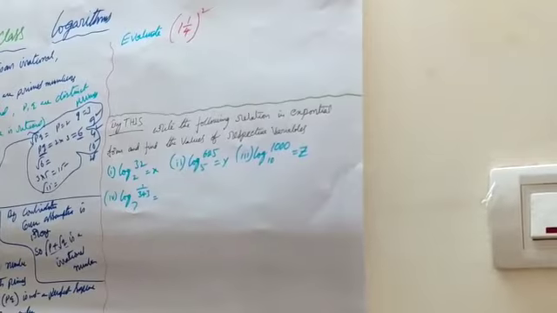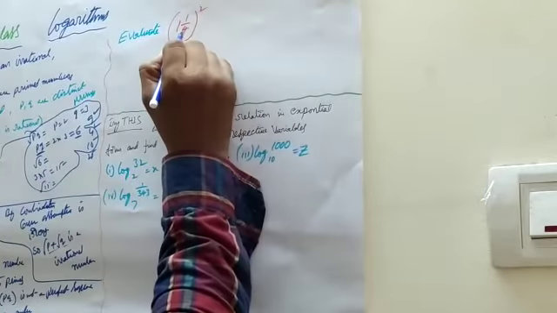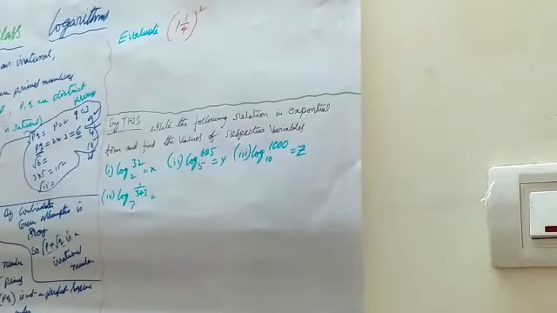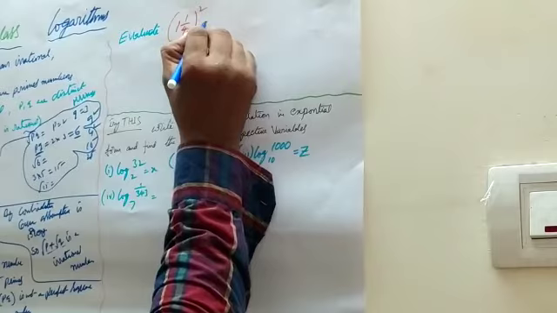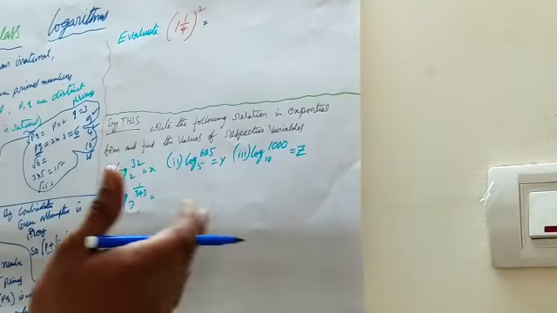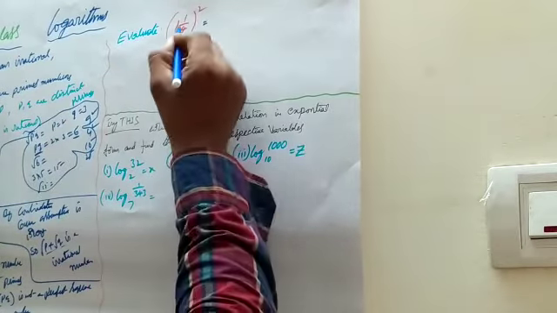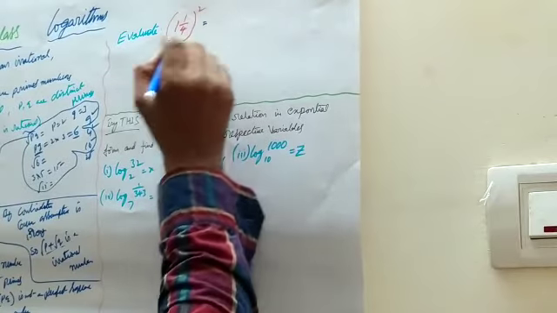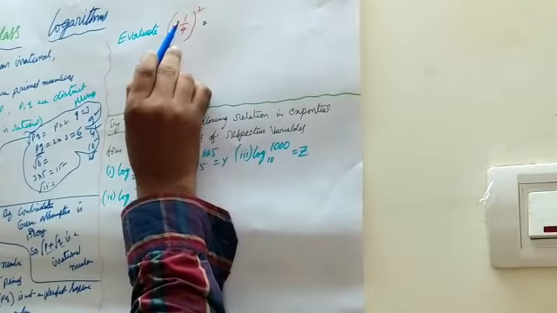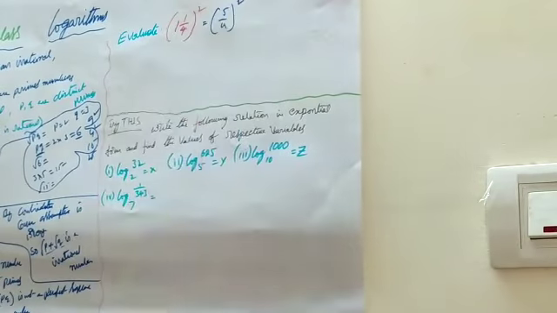Evaluate. What is evaluate? Evaluate means find, so you should compute. This is a mixed fraction, converted to an improper fraction. What is the meaning of improper fraction? Compared to the numerator, the denominator is small, which is called an improper fraction. Converting the mixed fraction: 4 ones are 4, 4 plus 1 is 5, so 5 divided by 4 whole square.